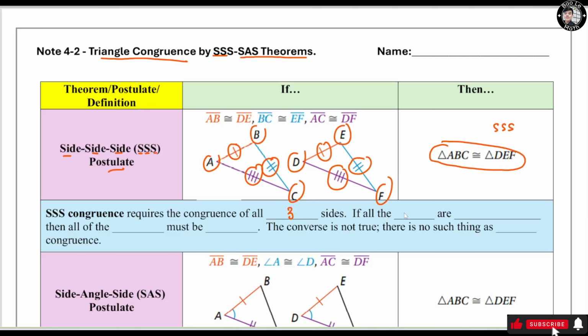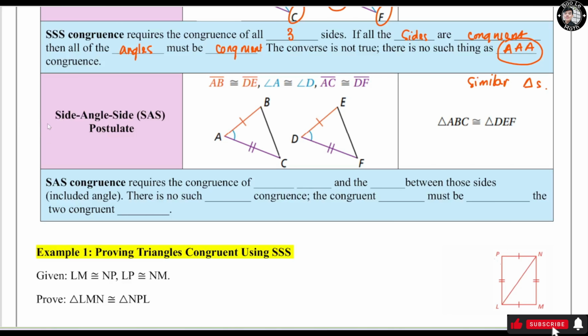If all the sides are congruent, then all of the angles must be congruent. The converse is not true. There is no such thing as an AAA congruence, right? This one only applies for similar triangles. I'm going to move on to the second one.